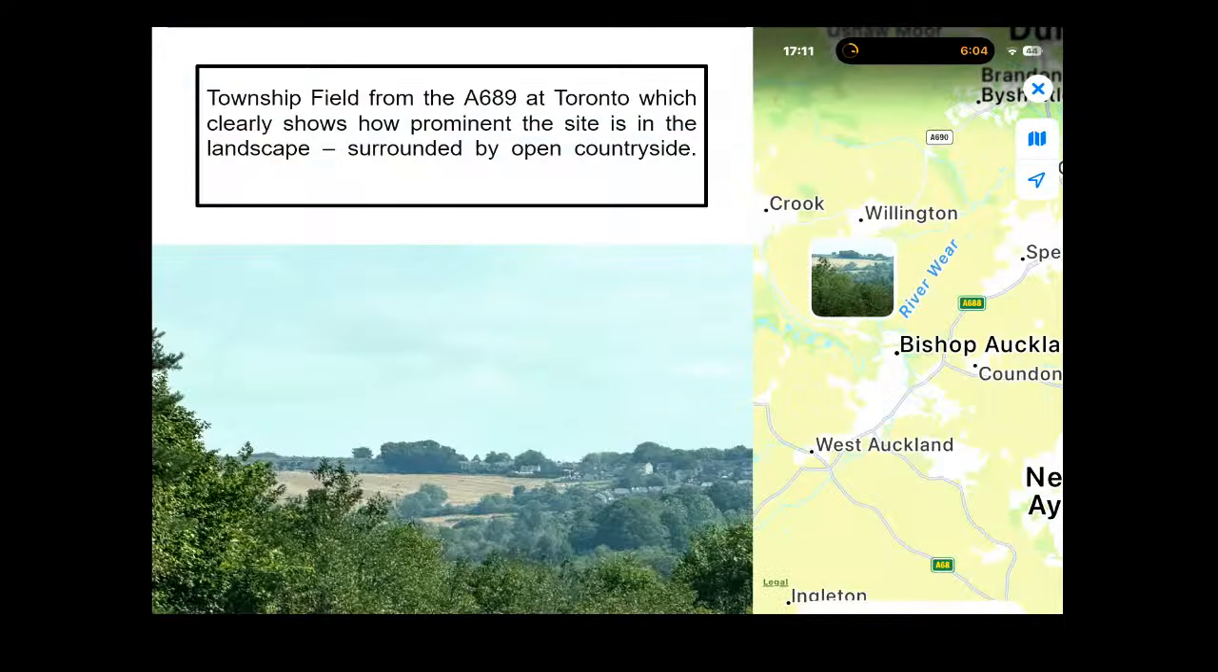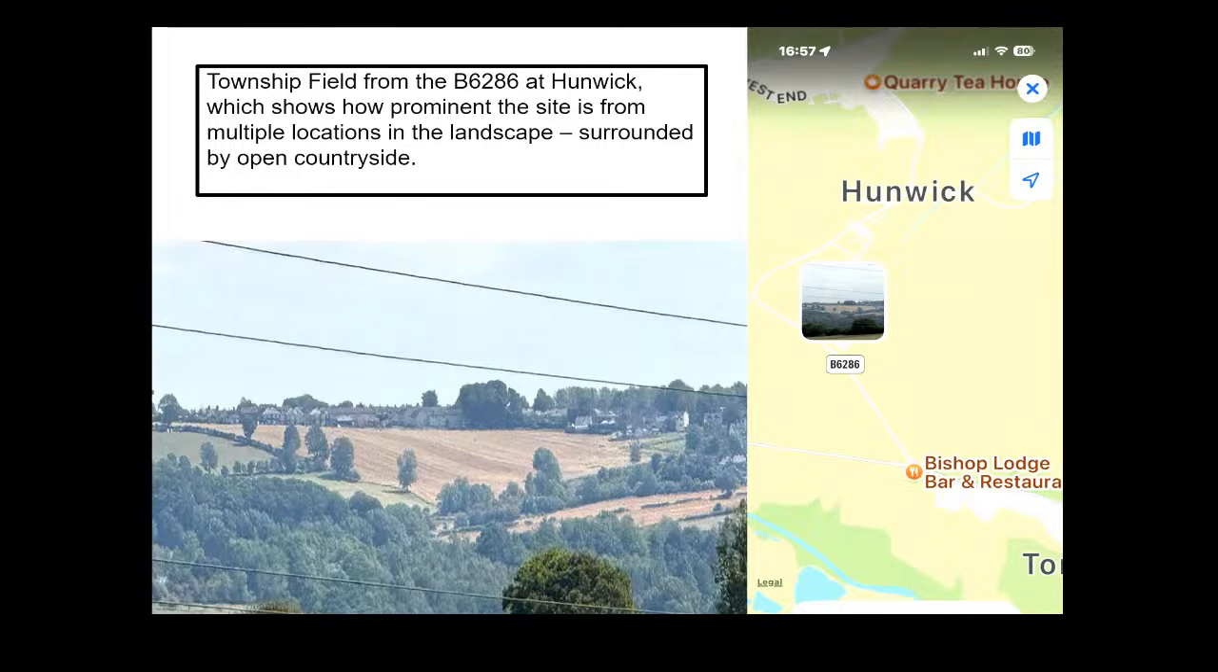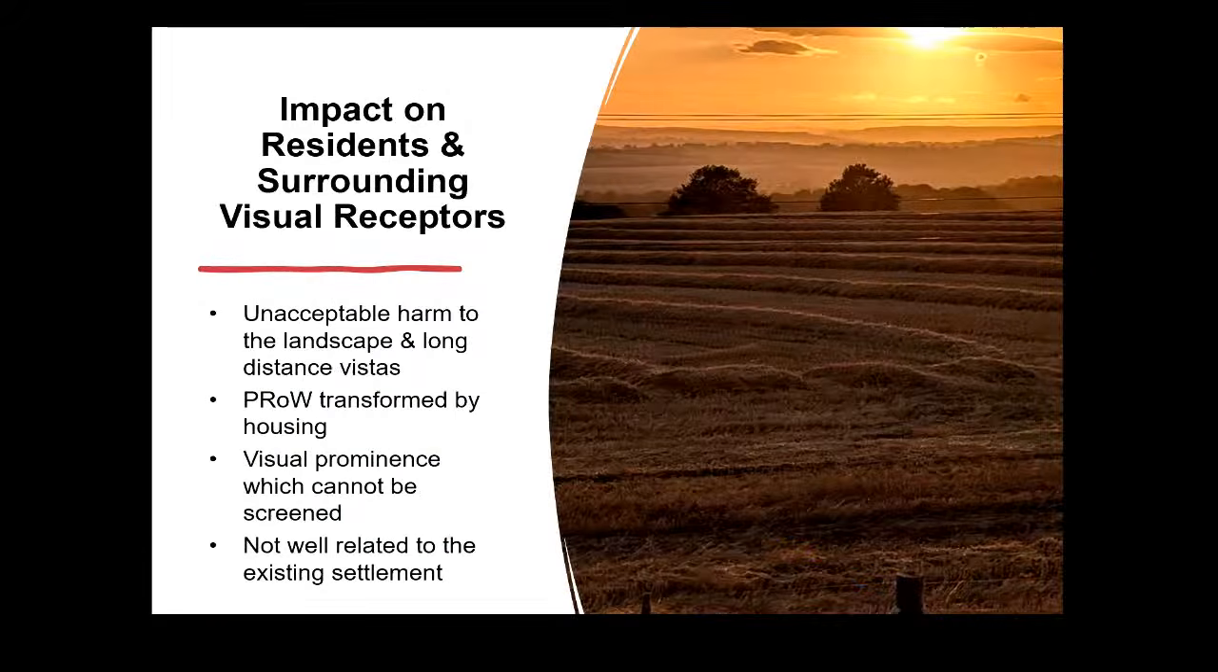This is a view from the A689 at Toronto, which is 3.5 miles away. You can see the site is immediately in front of you as you approach Bishop Auckland, surrounded by rural landscape. Building here would create a settlement extension into an open countryside visible for miles around. Next slide, please. From Humwick, 4.2 miles away, the township field is prominent due to the landscape. Next slide, please.